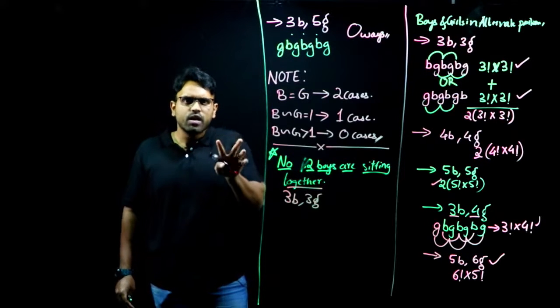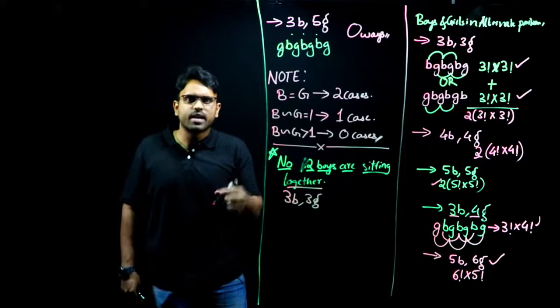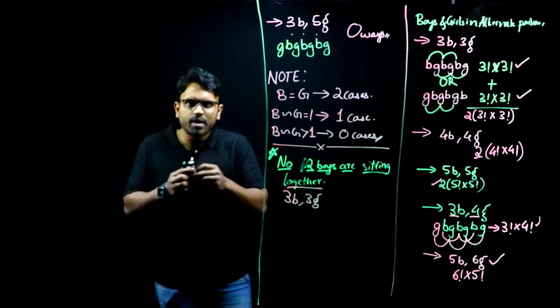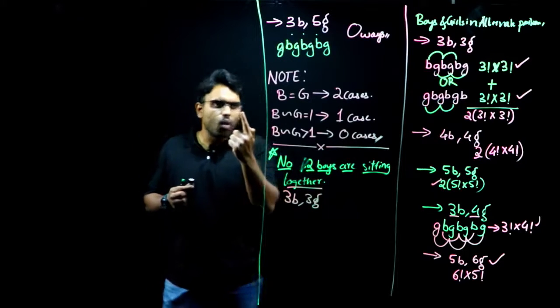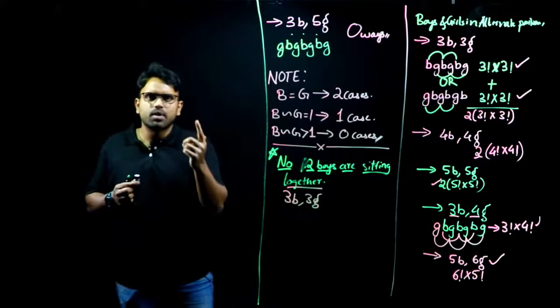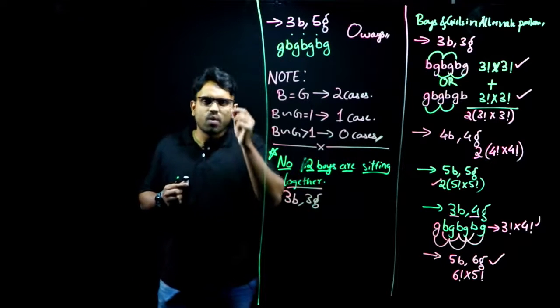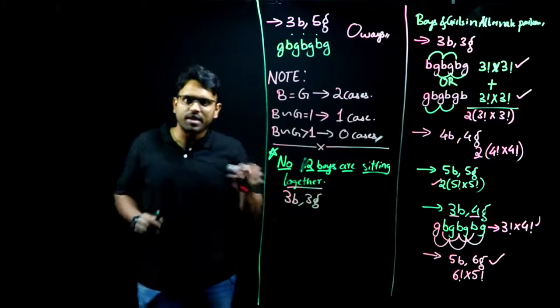Start thinking. If you want no two boys to sit together, it also means that there must be one girl between 2 boys. If there is one girl between 2 boys, will it ever be possible for 2 boys to sit together? No, it is never possible.